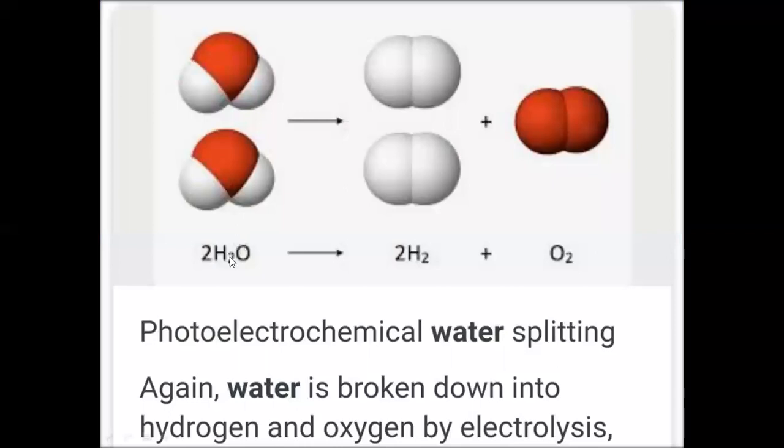In this case, you can see I have a water molecule. If I want to break this water molecule into hydrogen and oxygen, as here I have two water molecules, it will definitely give two hydrogen molecules and one oxygen molecule. So what is that chemical method by which we can break the water molecule into its components? The method is called the photoelectrochemical water splitting method, or it is also called electrolysis. What is electrolysis? Inshallah, you will learn about electrolysis in chapter number 7. But at this time, just keep in mind that if you want to break down water into its components, then the process we need is called electrolysis.